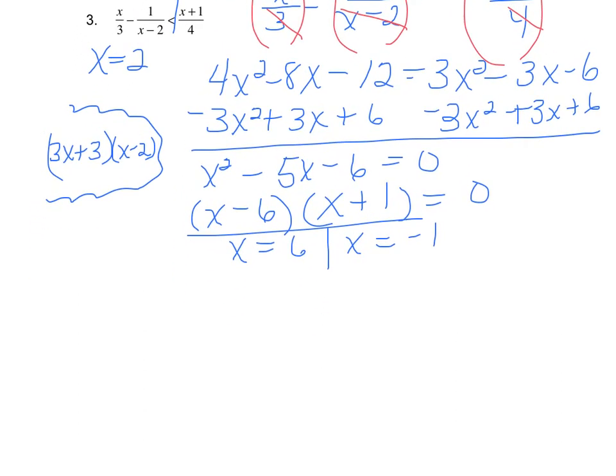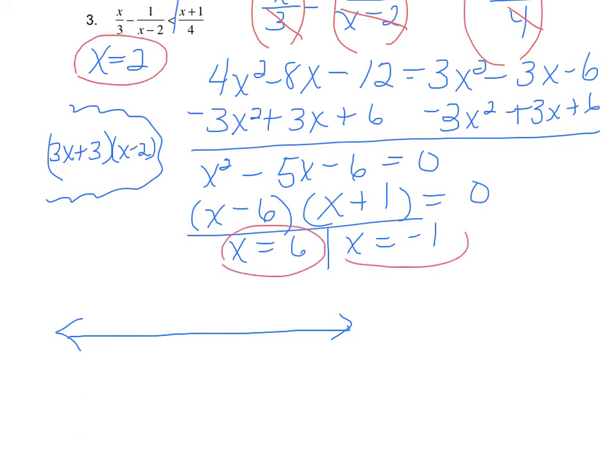Okay, so now we're going to draw our number line. Please remember we have 3 values of x to put on our number line. We have x equals 2, we have x equals 6, and x equals negative 1. So, negative 1 will go here, 2 will go here, and 6 will go here. Take a look at the inequality symbol. It just says less than, so they're all going to be open circles.